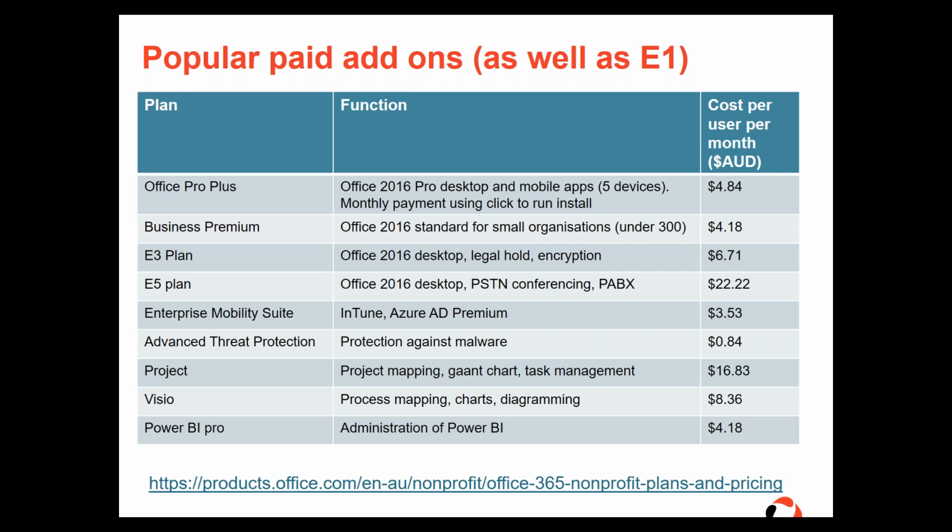Microsoft are charging, and this recently just went up actually, but with a new software model, Microsoft are charging $4.84, including GST, per user for Office Pro Plus. But what that means, per user, means that user can actually install it on up to 5 devices.